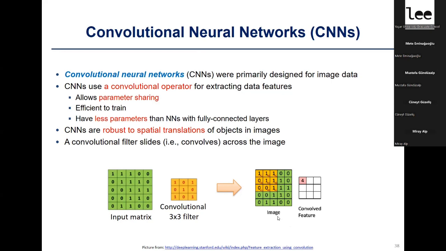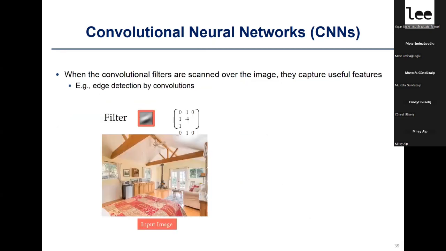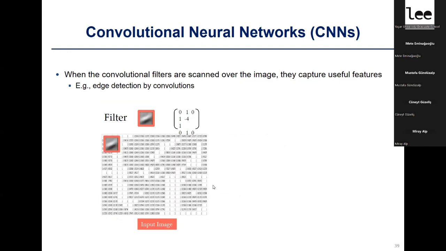So this is a very simple example. You get an input matrix and use a convolution filter, and you use just element-wise multiplication and then addition and get the result. So this is a convolved feature. The idea here is, I will just show why it works very effectively on image data. Now think of this picture of a room, and you use some filters, and one of the filters is this one.